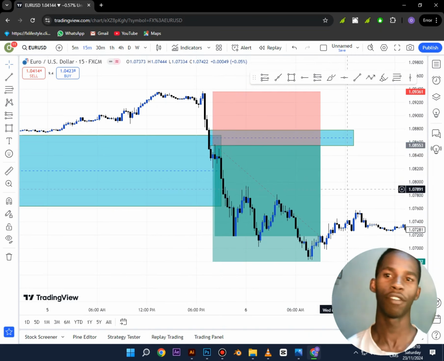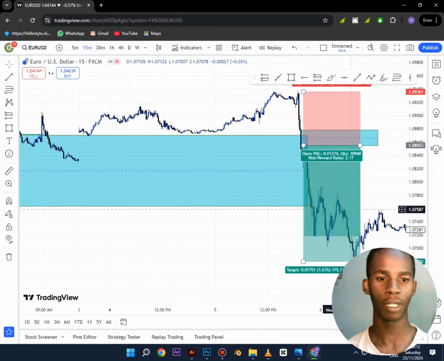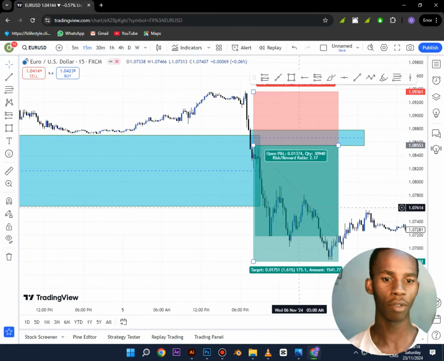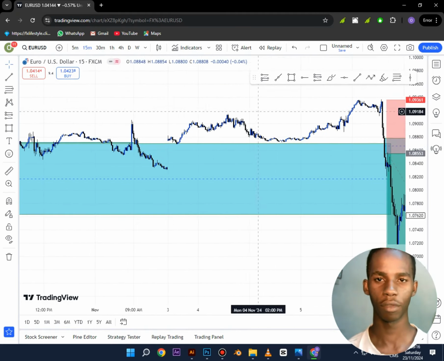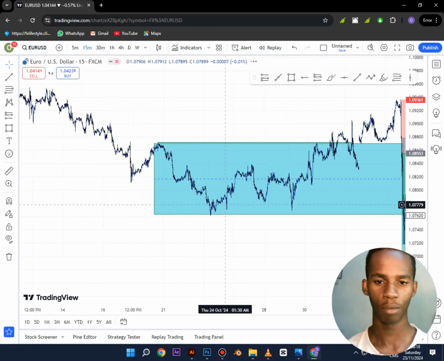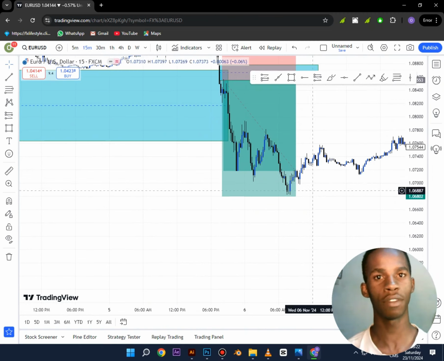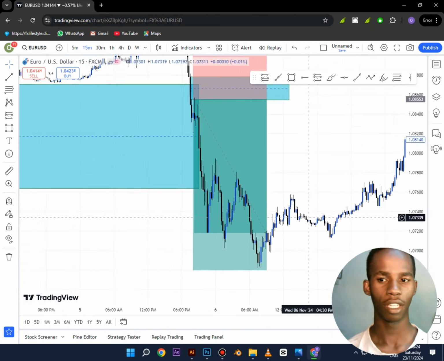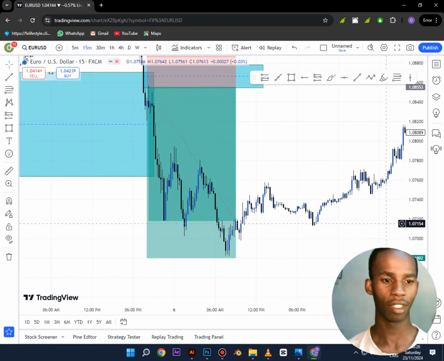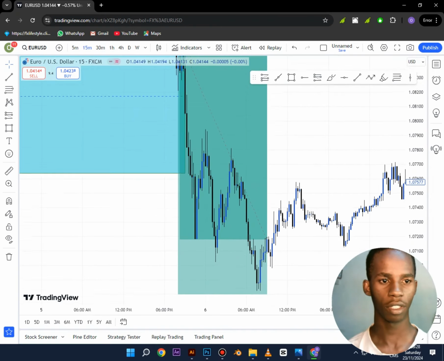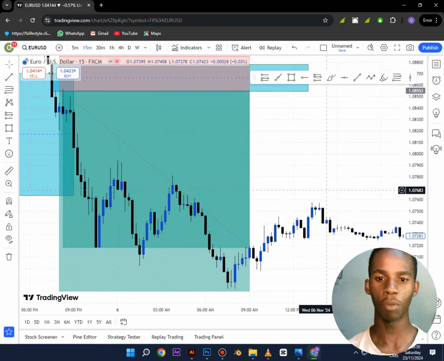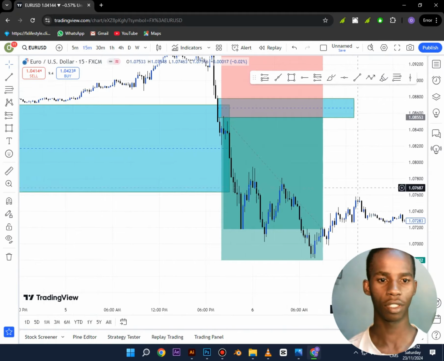So basically for this strategy, price normally delivers, well, it doesn't normally consolidate during the delivery time. It delivers without making a lot of consolidations.